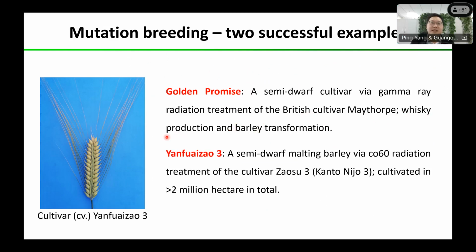Another example is from the Chinese variety Yanfu Aizao 3. This is a semi-dwarf malting barley derived from the Japanese cultivar Zao 3, or Kantonijo 3. This is the biggest Chinese variety growing in Chinese barley fields.